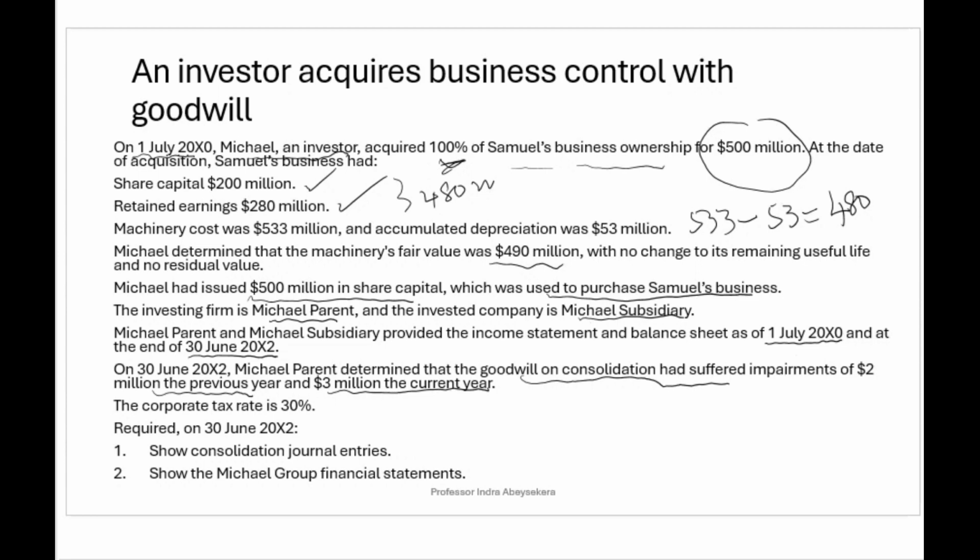The corporate tax rate is 30%. Required on 30th June 20X2: show consolidation journal entries and show Michael Group financial statements.